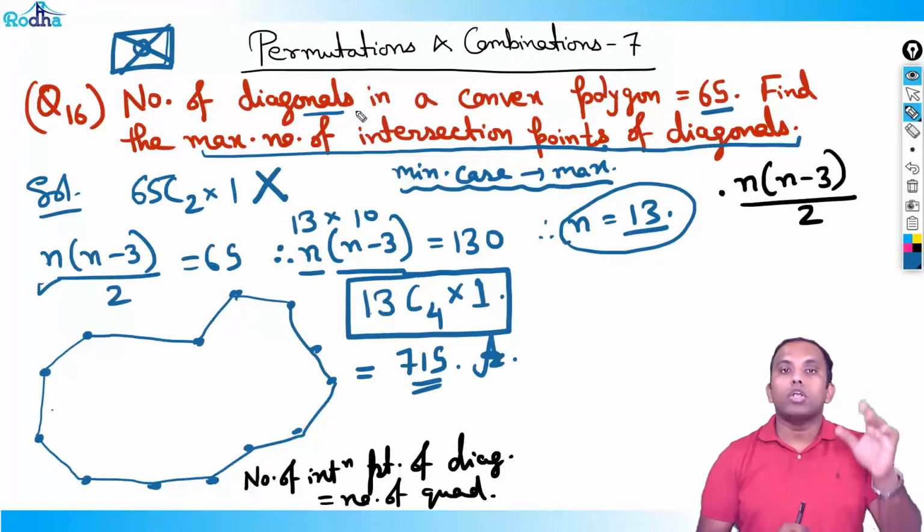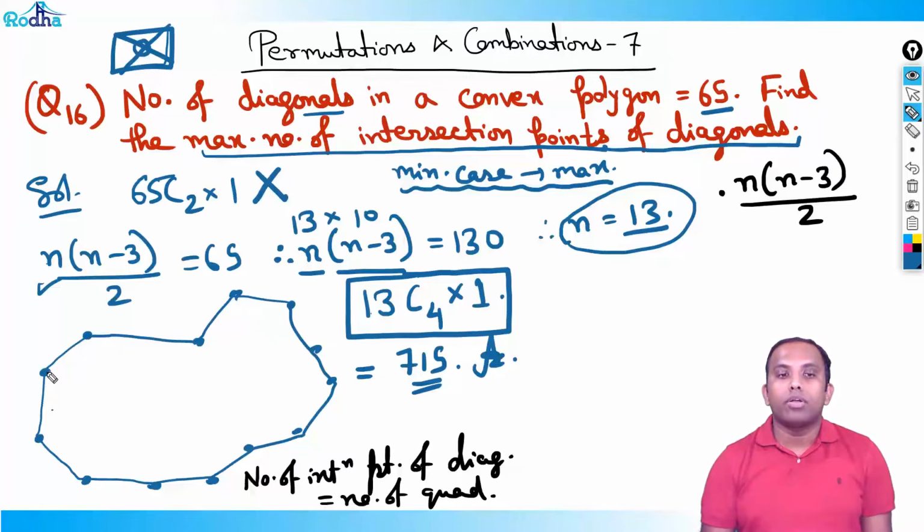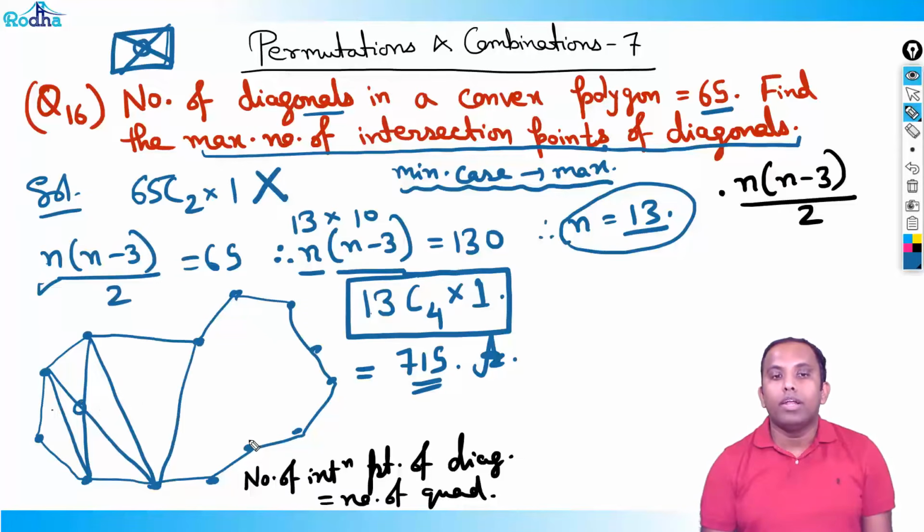In which figure will we get two diagonals? In a quadrilateral. Every quadrilateral will have two diagonals, and two diagonals will intersect at one point. Since there are 13 points here, how many quadrilaterals can we form? Selecting any 4 points, this is a quadrilateral, and it will have one intersection point of diagonals. This is also a quadrilateral, and it will have one intersection point of diagonals. So like this, how many quadrilaterals can you form?